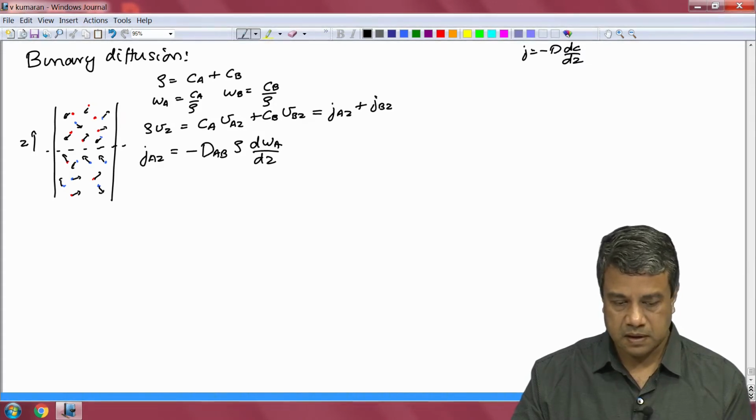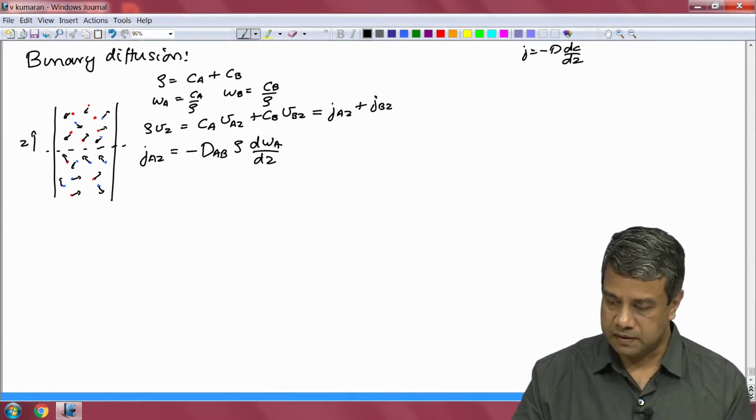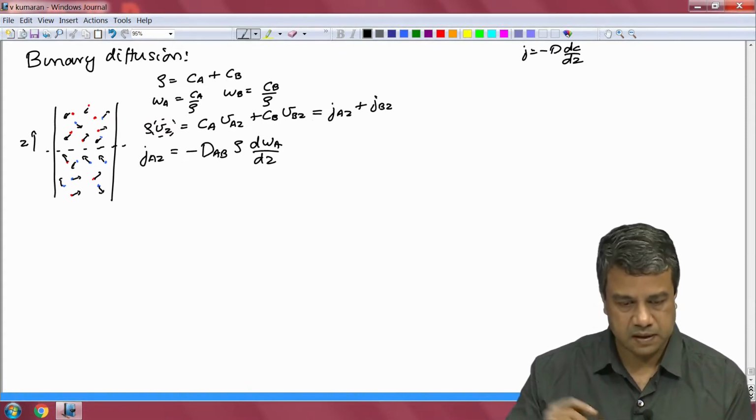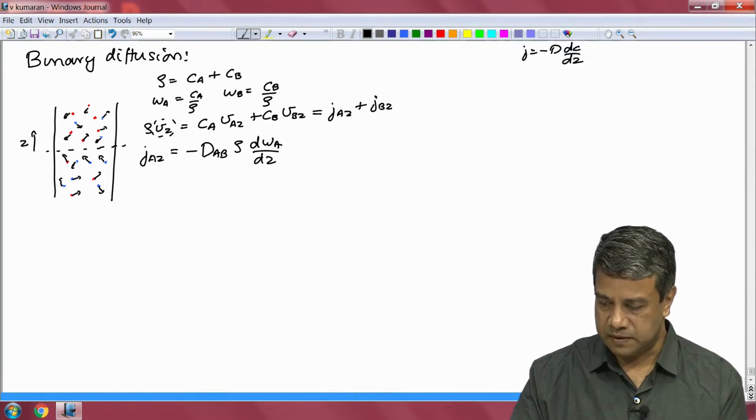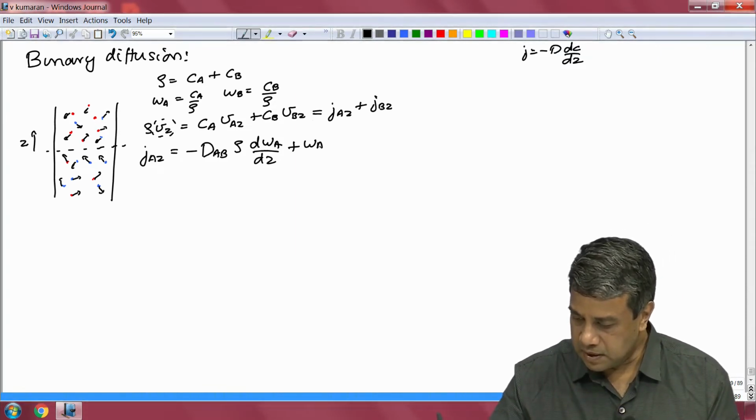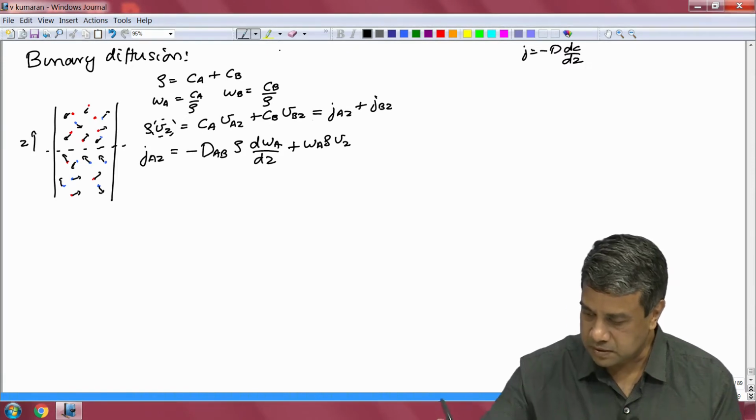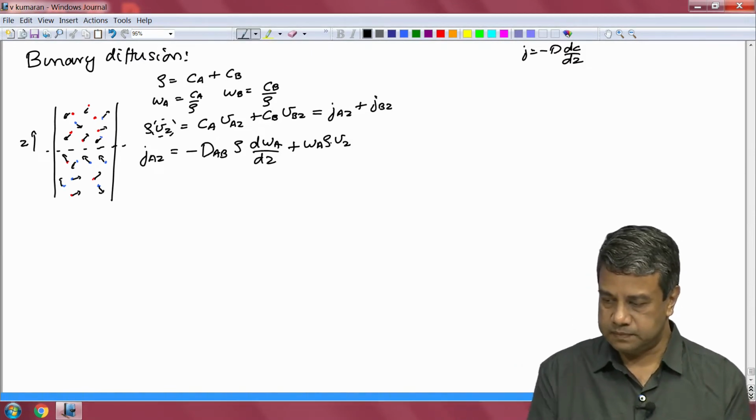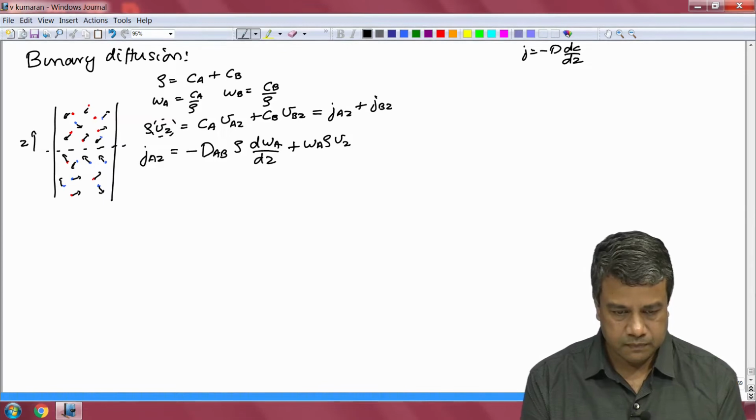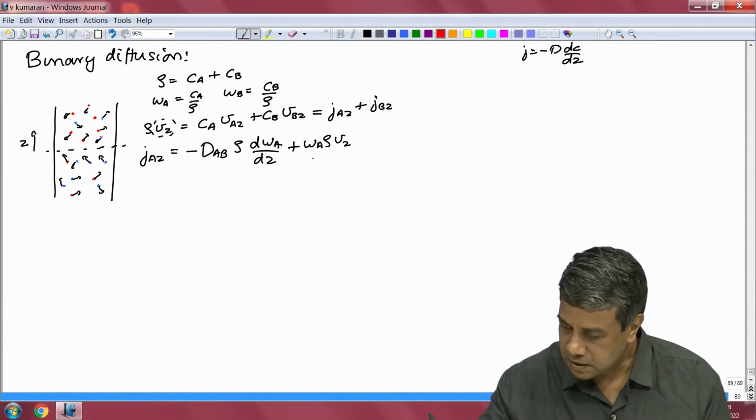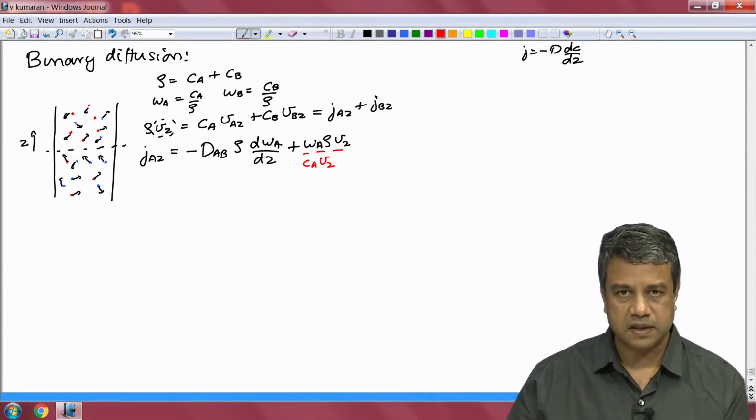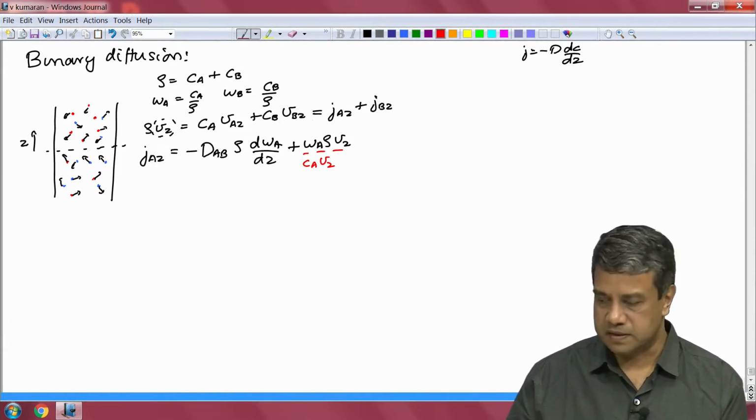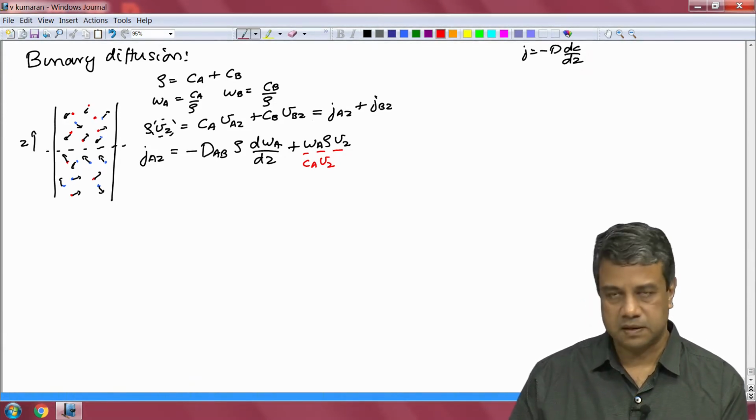And then there is a convective part, which is due to the center of mass velocity, plus WA into rho into Vz. This is the total flux that includes the convective part and the diffusive part. The convective part is just the concentration of A into Vz, where Vz is the center of mass velocity. So, concentration of A into the center of mass velocity gives you the convective flux.